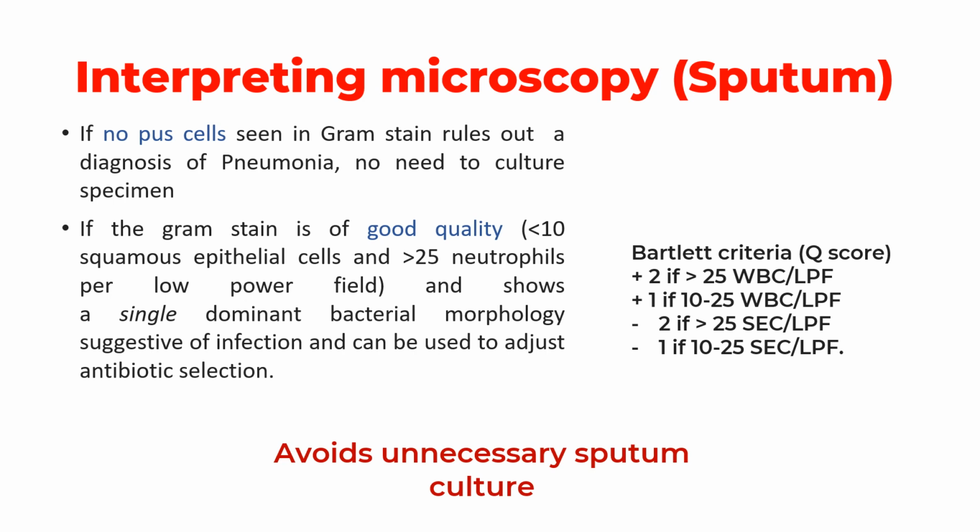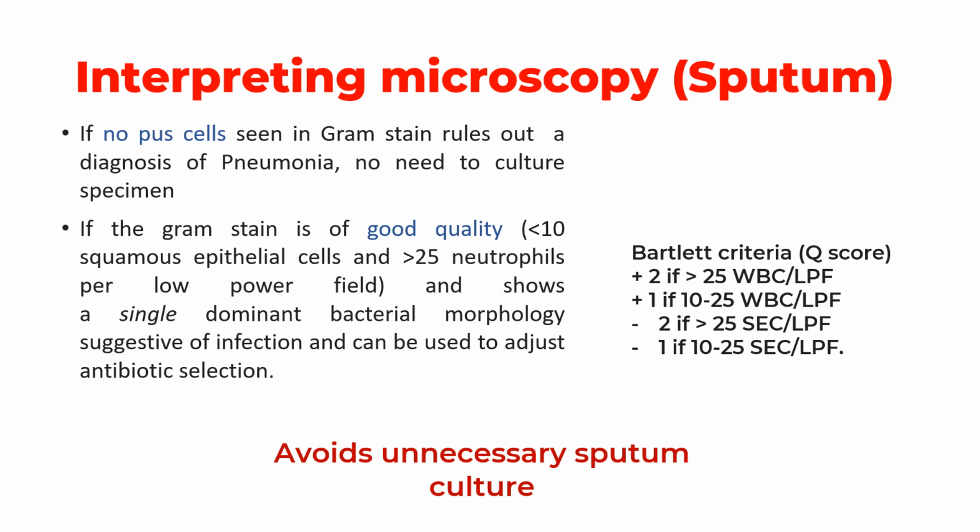So that's how pus cells and epithelial cells can help us guide whether it is indicative of infection or contamination or colonization. If there are no pus cells, then it rules out infection. For example, in sputum sample, it rules out pneumonia if there are no pus cells. And the sample is significant if the gram stain mentions more than 25 WBCs per field or less than 10 epithelial cells per field, and the gram stain mentions the presence of a single dominant bacterial morphology. Then it is indicative of infection, and then this report can be used to adjust antibiotic selection.